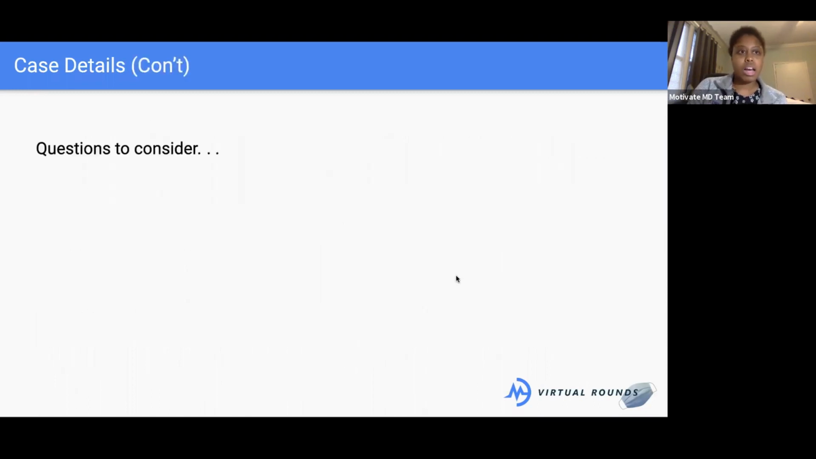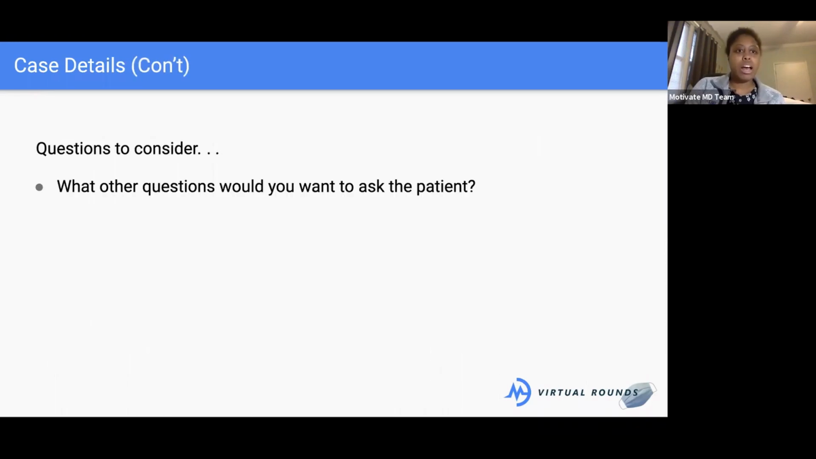Okay. So questions to consider. What other questions do you all think could be important to ask this patient? You can type it in the chat, unmute yourself, whatever works. Okay, family history of heart issues. I think that's a really good question. It's always good to do a really thorough family history. I really like that one.